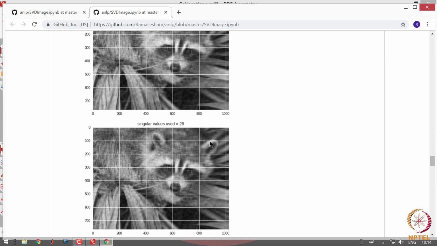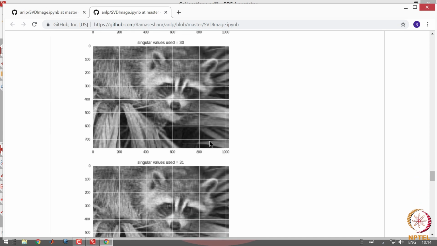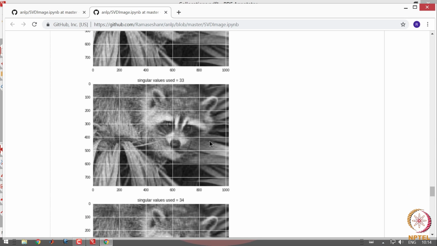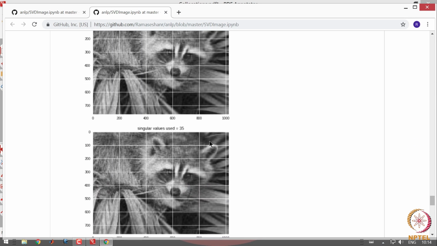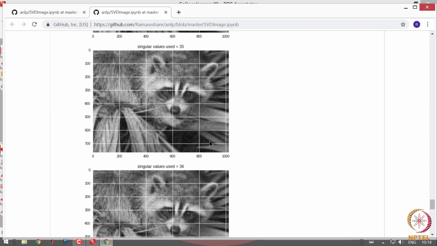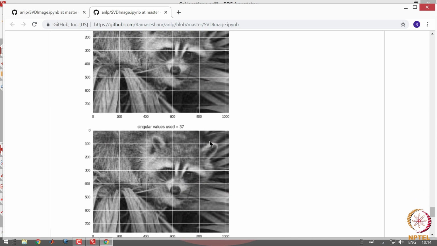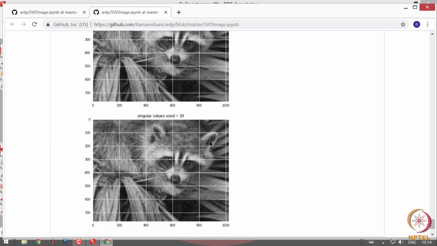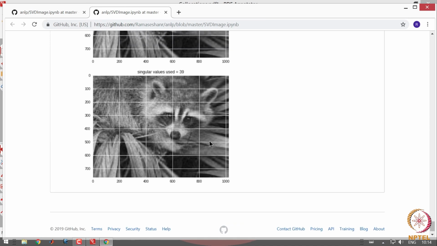So, instead of having 768, I have restricted that size to 28, and I am still able to reconstruct a good image of this type. So, as I increase the size, you can see the clarity increases. That means the singular values that you are seeing after 35 are making smaller improvements in the image structure. So, how is it really working? Okay. So, this is the last one, the 39th one. You can see the image is almost reconstructed to a reasonable clarity.